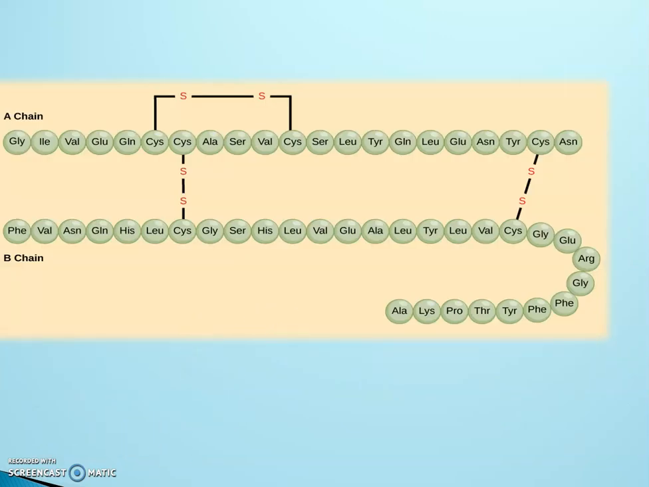So this is the structure of the insulin molecule. This is the A chain of the insulin molecule. We can see the B chain of the molecule here. One is a 21 amino acid chain, another one is a 30 amino acid chain. We can see the sulfur linkage through the cysteine amino acid. Here also there is a sulfur linkage through cysteine. Cysteine is an amino acid which contains sulfur.